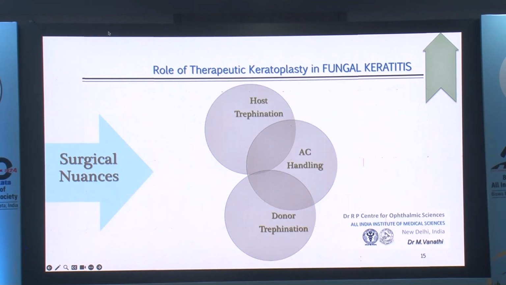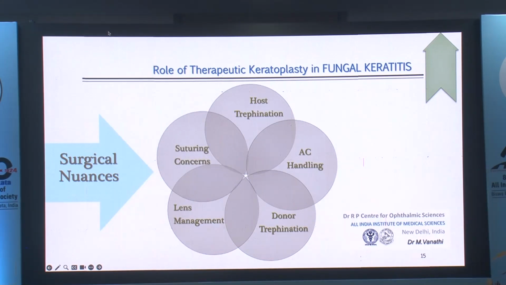The first is the host trephination, the anterior chamber handling, donor trephination, management of other features in the anterior segment, the lens management, and suturing concerns. So one by one, host trephination. In this case we would always do the host trephination first, and you ensure you give a free margin of the necrotic tissue, measure your host window, and then reconsider whether the donor trephination is adequately covering and adequately sized. This usually is a problem for those who are learning. They tend to downsize and land up with a flat graft because of tight suturing. So that's a problem which you need to be looking at.